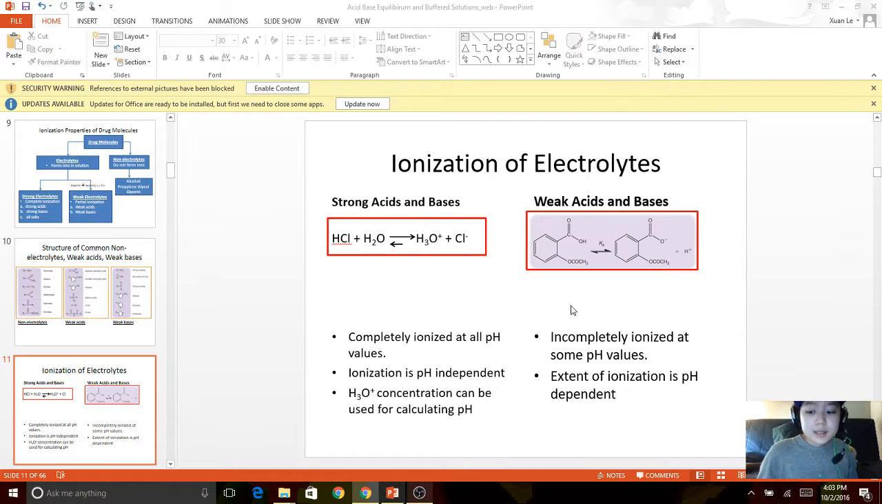Also, just know that aspirin at a pH of 8 would ionize more than aspirin at pH 4 because it's a weak acid and the degree of ionization depends on the pH.